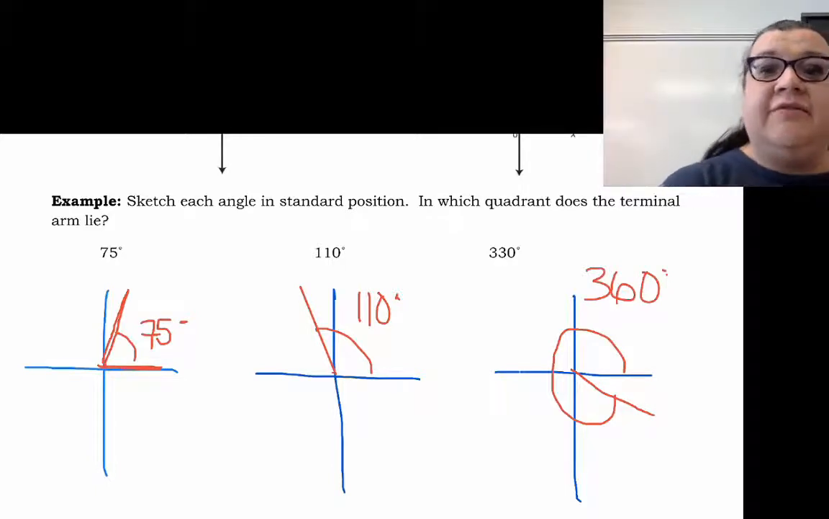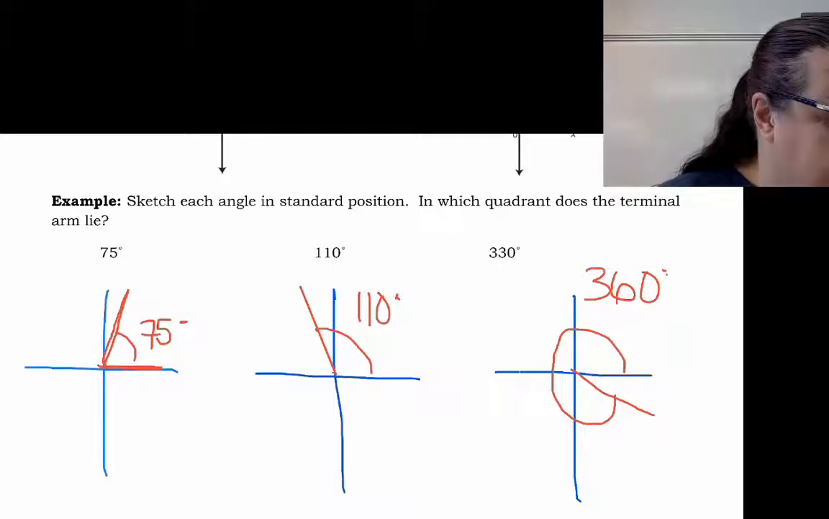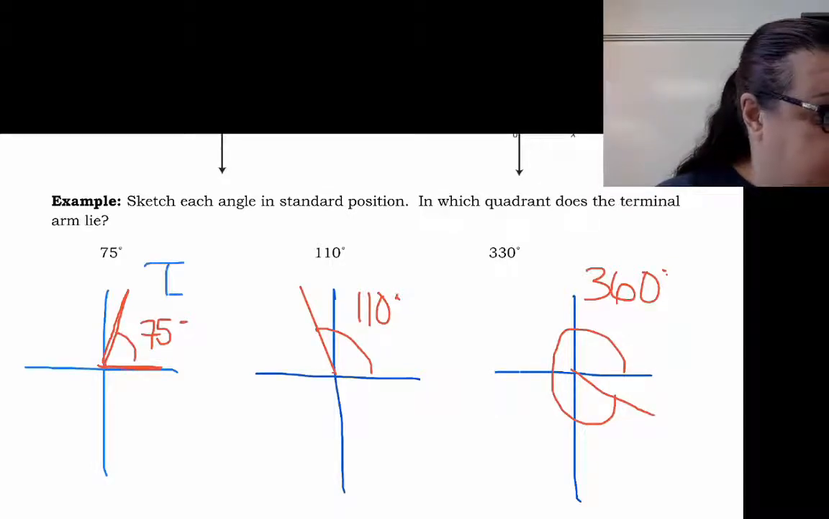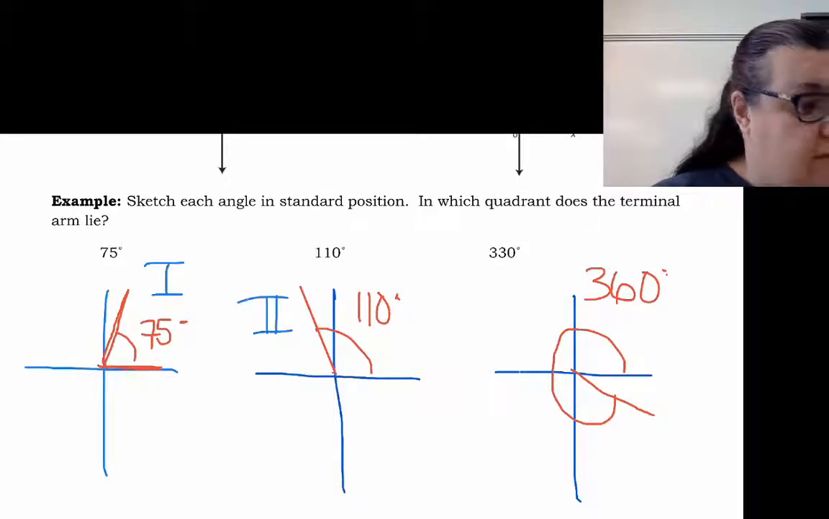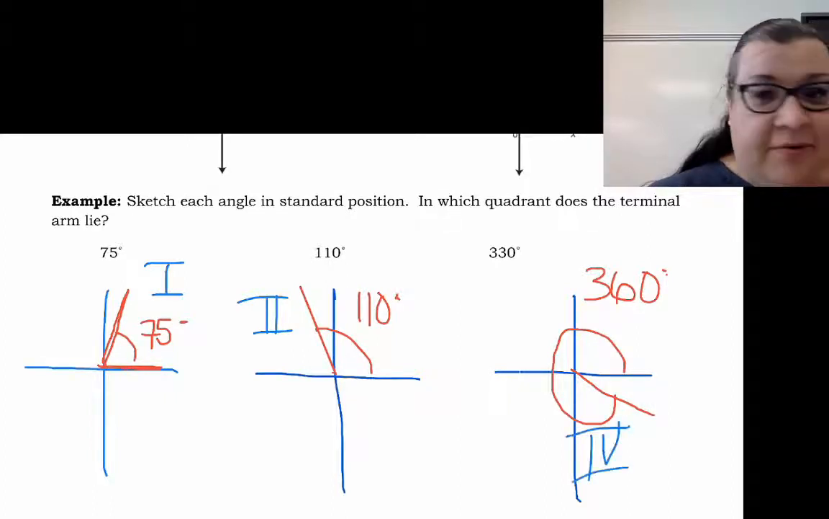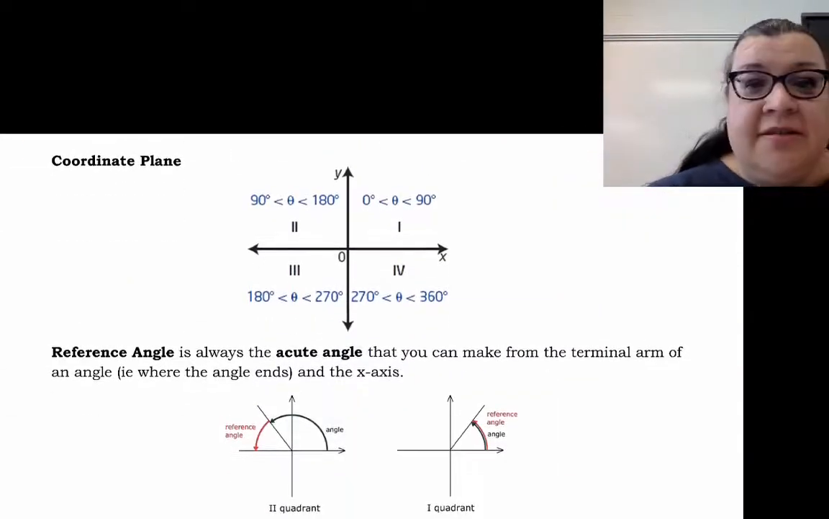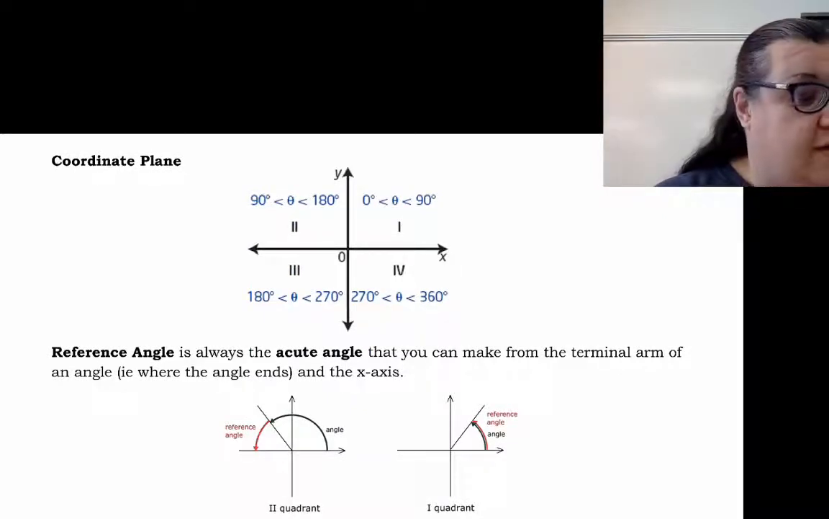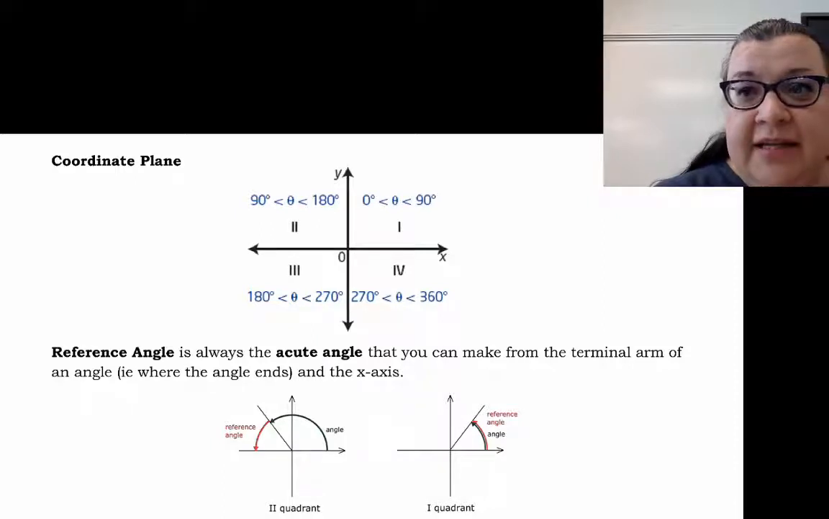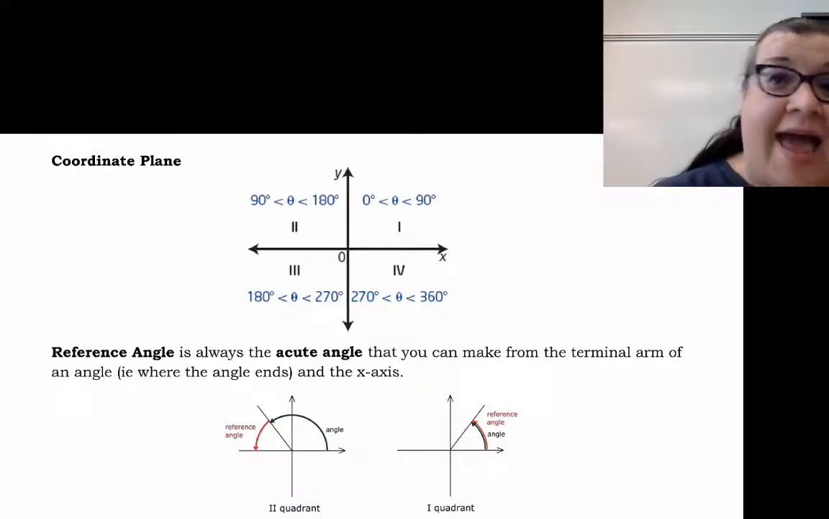And then in terms of which quadrant the terminal arm lies in, well, this is quadrant 1. So 75 degrees was in quadrant 1. This is quadrant 2. So 110 was in quadrant 2. And for our 330, we were in quadrant 4. Okay? All right, well, let's continue on. So there's a little summary. It shows you the quadrants. So 1, 2, 3, 4, and we start in quadrant 1 being the upper right one because that's where both x's and y's are positive.